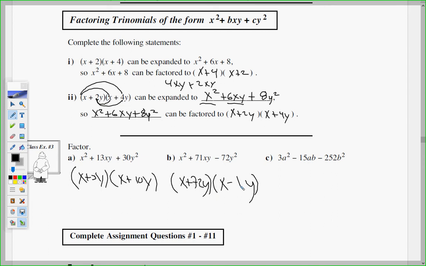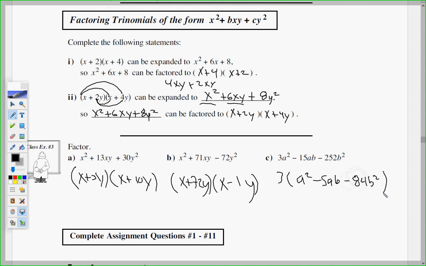Okay, questions there? We got one more. If you have questions now, ask. Take a look at it. Okay, no questions? Okay, so we're going to do the last one. So this one, I see a 3 in front, so that kind of freaks me out. I'm not ready for that yet. I'm going to see, can I pull it out? I can. So I take the 3 out. That gives me this. 252 divided by 3. Can somebody do that for me? 84. Thank you.